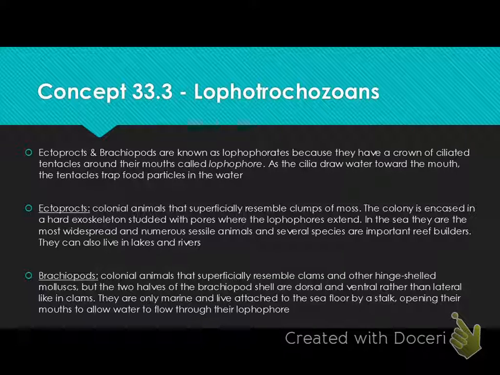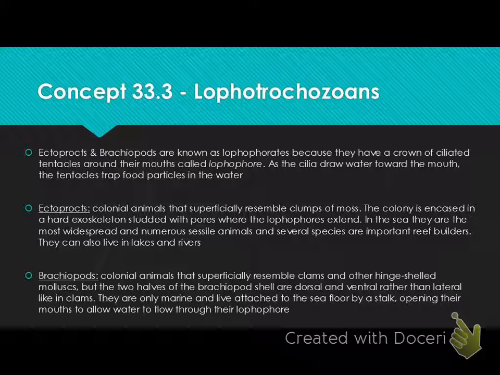Ectoprocs and brachiopods are known as this group because they have a crown of ciliated tentacles around their mouth called a lophophore. As the cilia draw water toward the mouth, the tentacles trap food particles in the water. Ectoprocs are colonial animals that superficially resemble clumps of moss. The colony is encased in a hard exoskeleton studded with pores where the lophophores extend.